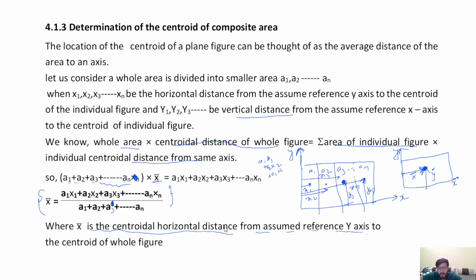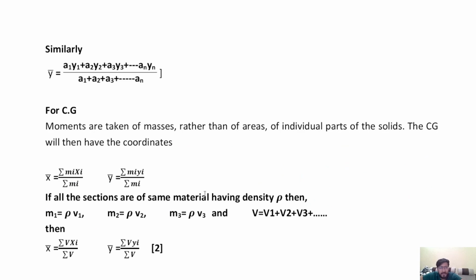And in a similar way we can determine the y bar of the figure. So y bar, the centroidal distance from the reference axis, is A1y1 plus A2y2 plus A3y3 plus dot dot dot divided by A1 plus A2 plus A3 plus dot dot dot AN. AN means the area of the last figure, the nth figure.